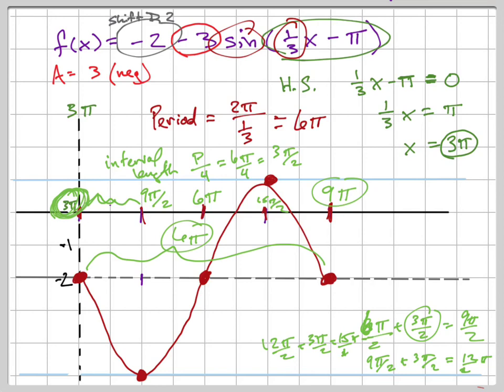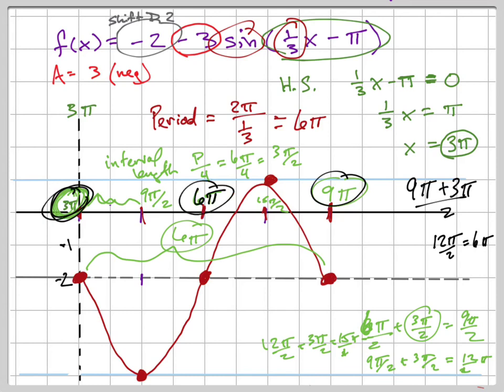Now there's other ways to do it. How do you find a midpoint if you know 2 values? I'll do this in black again. What's the midpoint of 3 pi and 9 pi? Remember the midpoint formula? You add them together and divide by 2. That's called the midpoint formula. So what's 9 pi plus 3 pi? 12 pi over 2, which is what? 6 pi. So what's the midpoint? 6 pi. And you can do it again. 3 pi plus 6 pi divided by 2 is 9 pi.